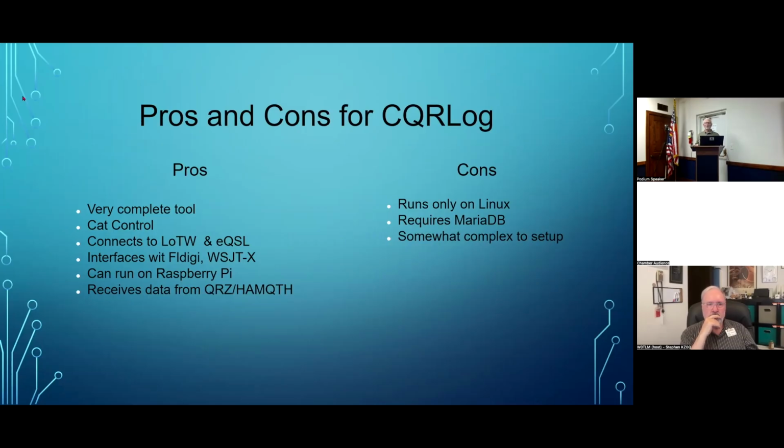It's a complete tool. It's got CAT control for 2 radios. It connects to LOTW and eQSL. It can also export ADIF files. It interfaces with fldigi and WSJT-X, so you can start CQRlog and then start the other program from within it. It works with Hamlib, so if you wanted to have a radio somewhere else, you can control it still over the network. It can receive data when you put in a call sign from HamQTH or QRZ, and I believe the QRZ one you need to have a pay-for subscription for.